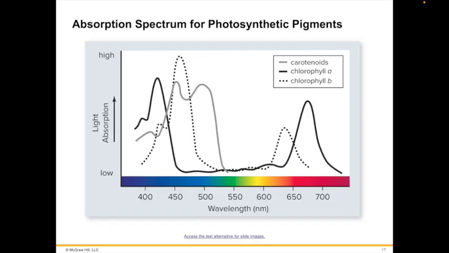So you can see here chlorophyll A is in that dark black line, and then chlorophyll B is the dotted line, and then thereafter we have the carotenoids, those accessory pigments, making up that gray line, making photosynthesis highly efficient across this electromagnetic spectrum by way of this visible light.